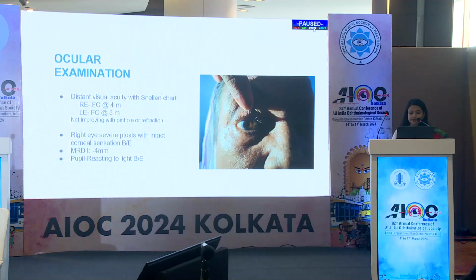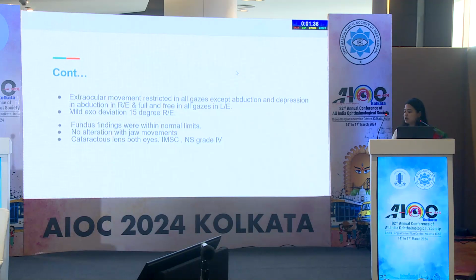Please carry on. Ocular examination revealed a distant visual acuity of finger count 4 meter in the right eye and 3 meter in the left eye, not improving with pinhole. The right eye showed severe ptosis with corneal sensations intact in both eyes. MRD1 in the right eye was minus 4 mm. Pupils were reacting to light in both eyes. Extraocular movements were restricted in all gazes except lateral gaze in the right eye, and full and free in all gazes in the left eye.